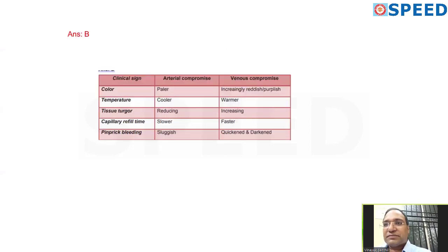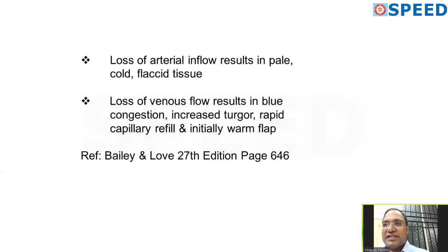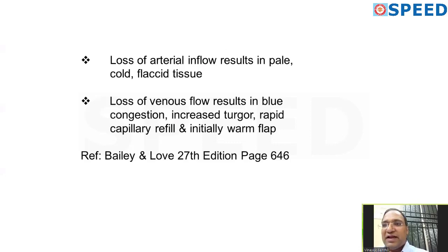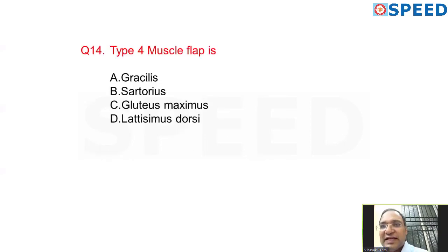Next slide. Loss of venous flow results in a blue congestion, increasing turgor, rapid capillary refill, and initially warm flap. Bailey, page number 646. Next slide. Type 4 muscle flap. Again discussed. This is a discussed question. Types of muscle flap. You should go to the chapter on plastic surgery today itself. You'll see all those questions that we have covered in plastic surgery sessions.